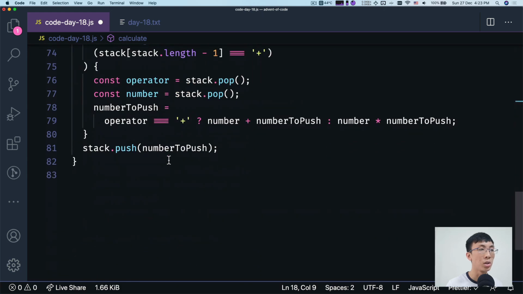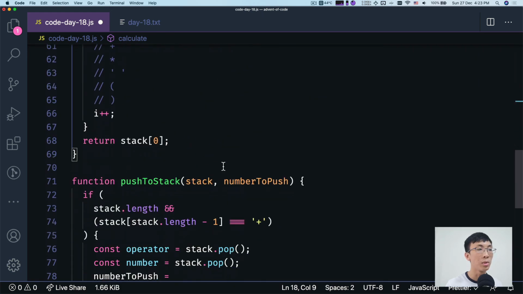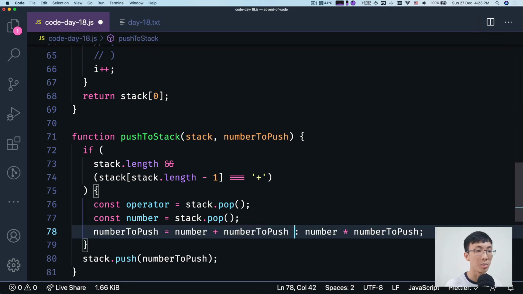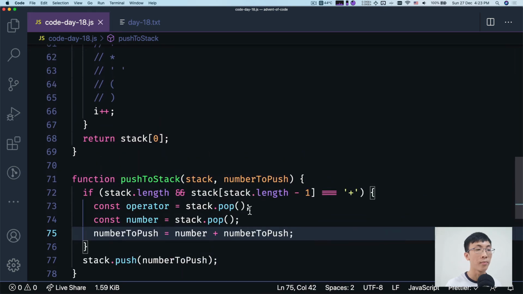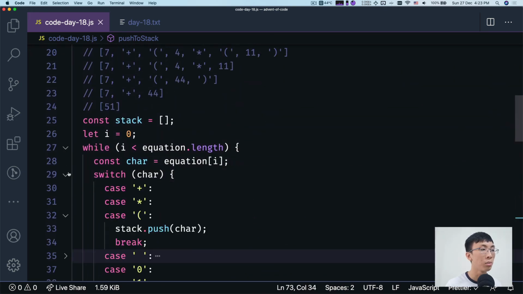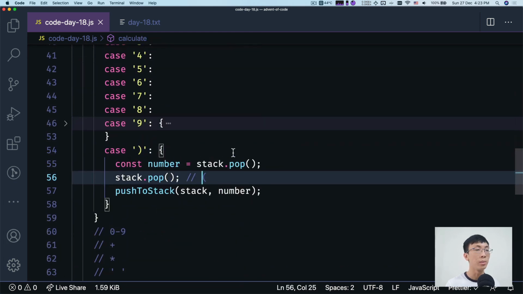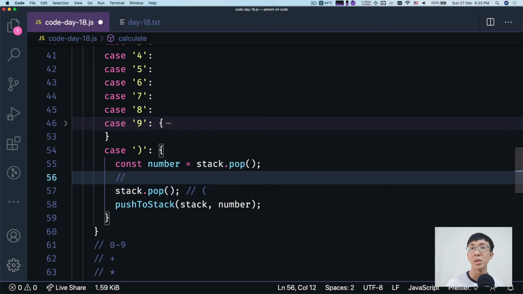So let's try to change this, right? So one thing we change is that when we push to the stack, we only pop out the plus, right? So over here, we are very sure that it will always be number plus number to push. Okay. And over here, when we are popping out numbers from this one, we may want to pop out more than just one number, right? It may have multiple. They might have multiplication and some other numbers before we pop it out.